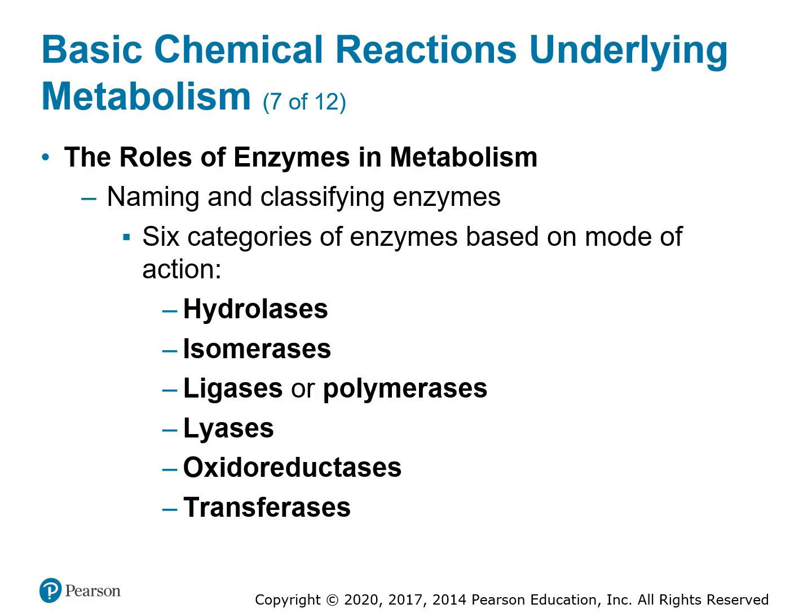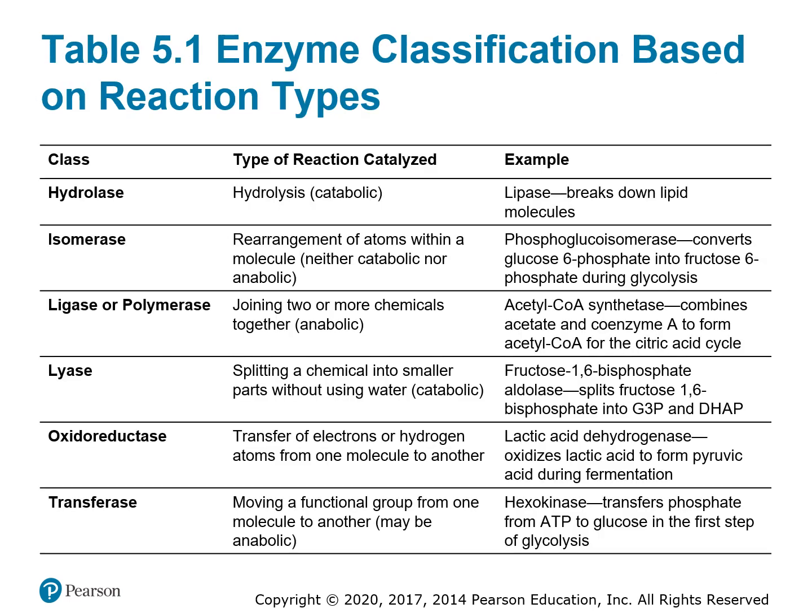You have hydrolases, isomerases, ligases, also known as polymerases, lyases, oxidoreductases, and transferases. Typically you will see "ase" at the end of an enzyme. So you have your hydrolases. These are catabolic in nature, typically used to break down things like fats. You have your isomerases, which are neither anabolic nor catabolic. Their only function is to rearrange or reorganize. Ligases or polymerases are gluers, so they are anabolic.